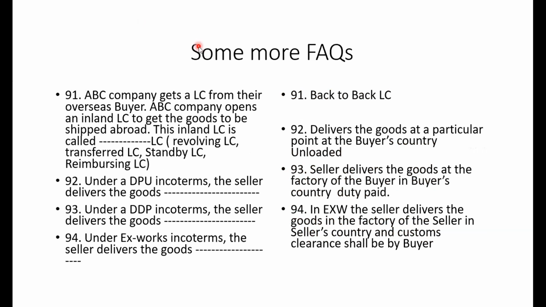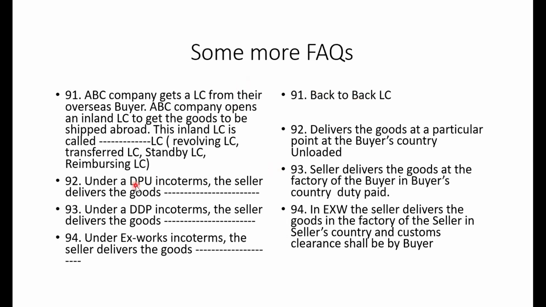ABC company gets an LC from their overseas buyer. ABC company wants an inland LC to get the goods to be shipped abroad. This type of LC is called what? This is called back-to-back LC. Back-to-back LC, transferable LC, revolving LC. Revolving LC means what? Between the same buyer and same seller, repeated transactions are there, so repeated shipments are there, same but with different conditions. Then, instead of opening several LCs, one LC can be opened with all revolving provisions. That is called revolving LC. These are the one or two questions they will ask.